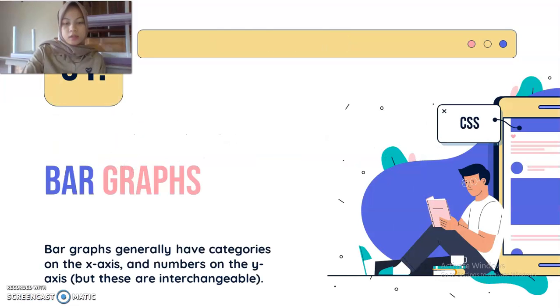Okay, first is bar graphs. Bar graphs generally have categories on the x-axis and numbers on the y-axis, but these are interchangeable. This means that you can compare numbers between different categories. The categories need to be independent, that is, changes in one of them do not affect the others.